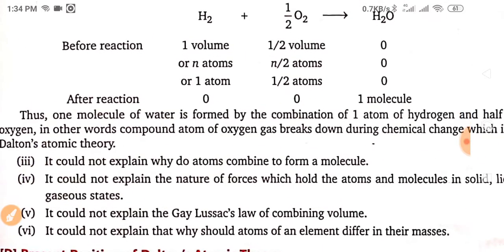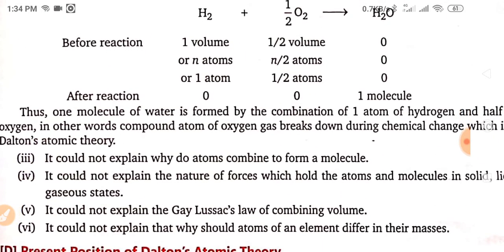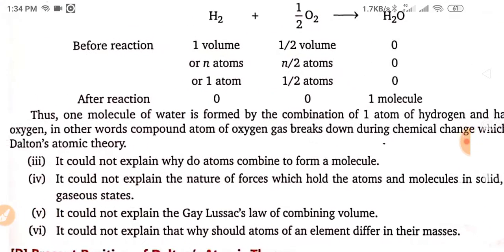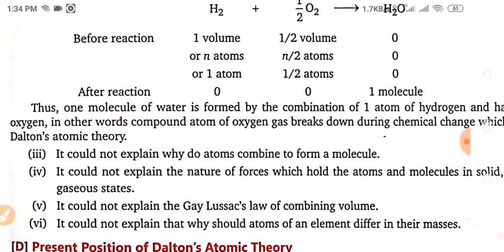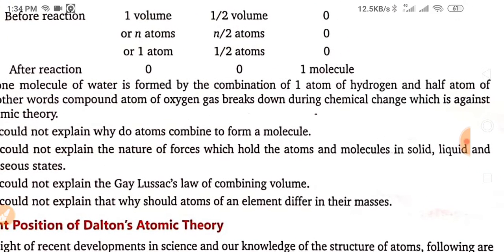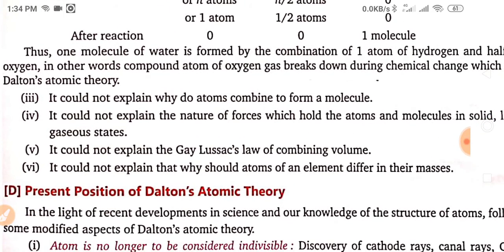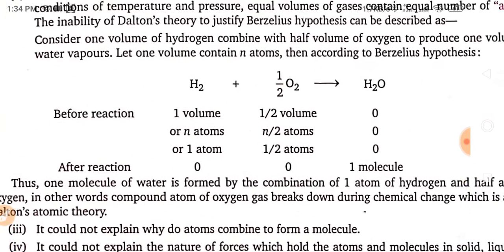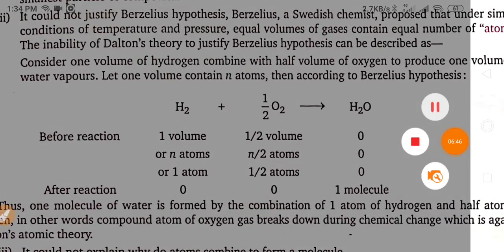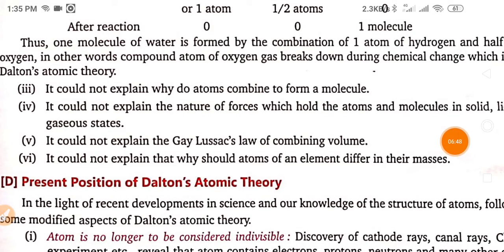So one molecule of water is formed by the combination of one atom of hydrogen and half atom of oxygen. In other words, the compound atom of oxygen gas breaks down during chemical change, which is against Dalton's atomic theory, as Dalton said that atoms cannot be divided.